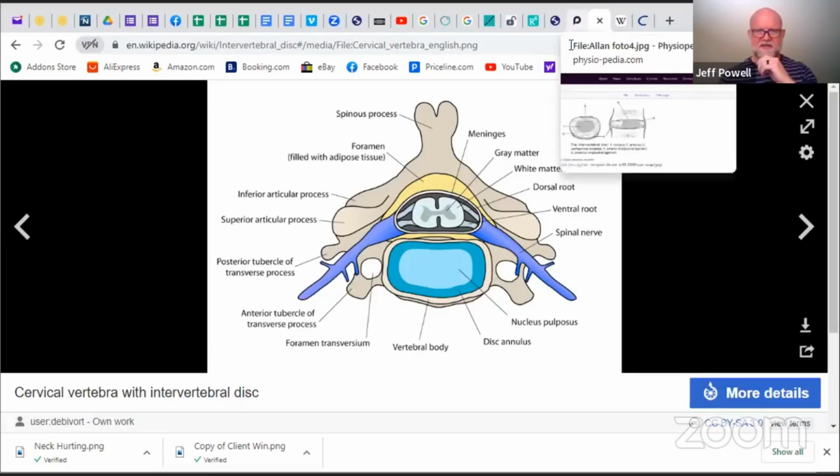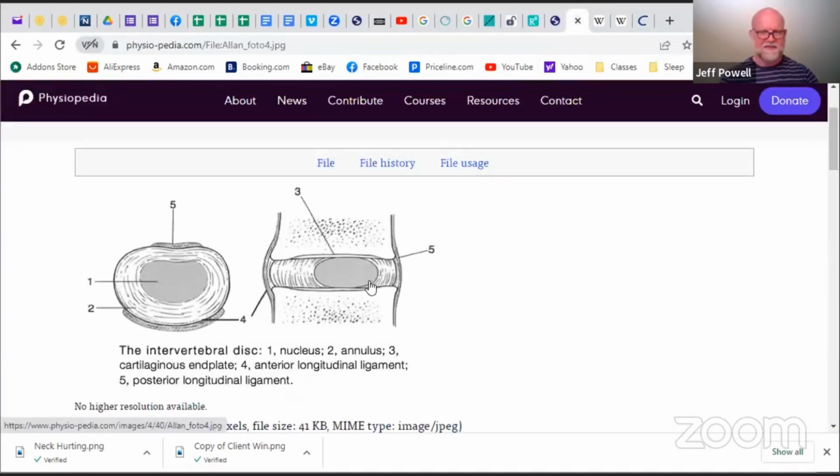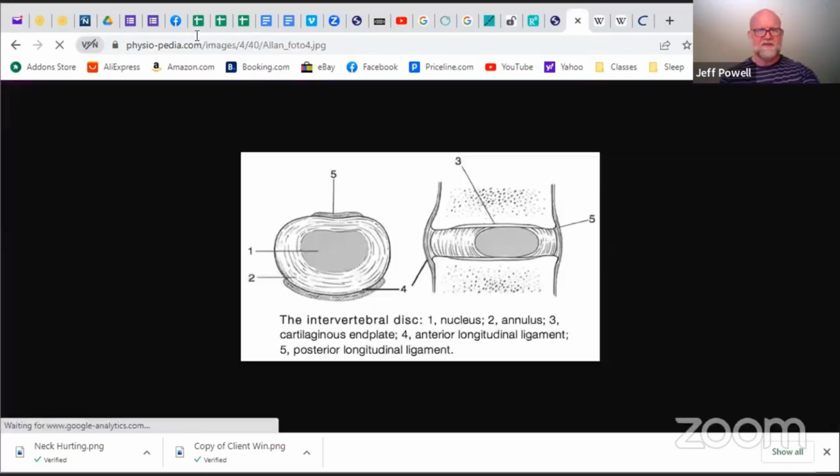So let's get a little different look at this disc. I'm not hiding these, I'm grabbing these from different websites, so you can see the location. If you want to go look at these, you can just hit pause, take down these locations, and visit these sites. So here's another view of the disc.